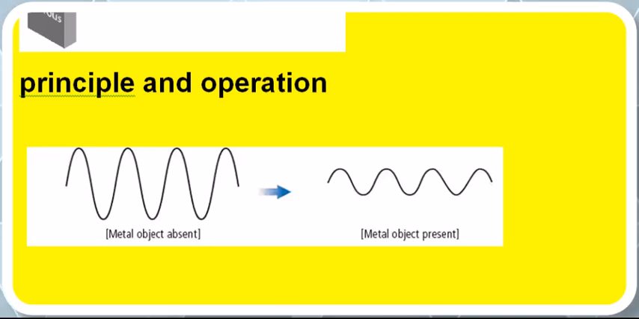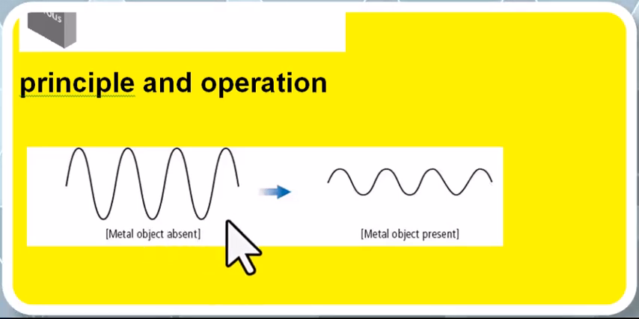So the waveforms we can observe in the oscillator are like this. When there is no metal near to the proximity sensor, the waveform of the oscillator will be like this, meaning it will have the maximum amplitude and also high frequency. That frequency is ranging from 20 kHz to 300 GHz.